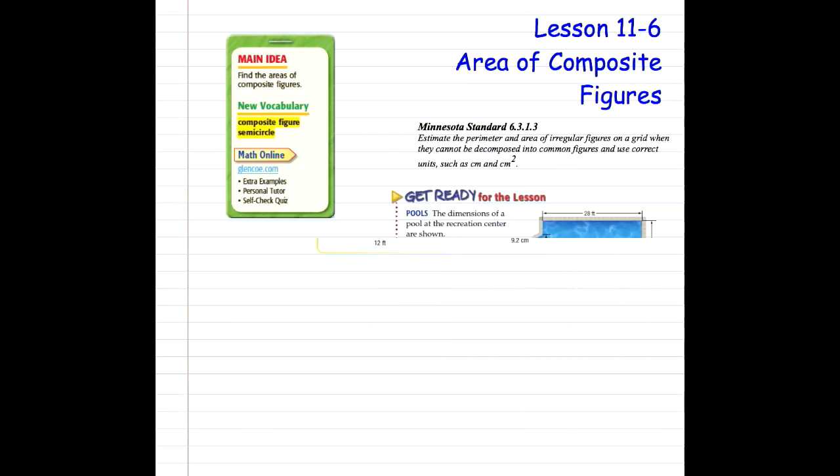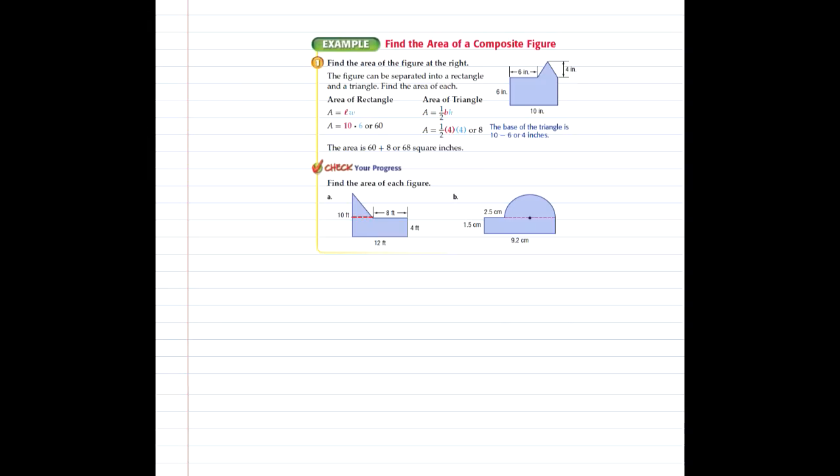In our first example, we have a triangle up here and a rectangle. Our triangle is 4 by 4. It's got a base of 4 and a height of 4. The area of a triangle is 1/2 times base times height, so we have an area there of 8. The rectangle that's left over then is 6 by 10, and that's 60. When we add the two together, we get a total area of 68.